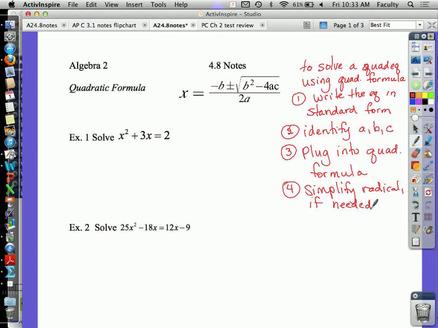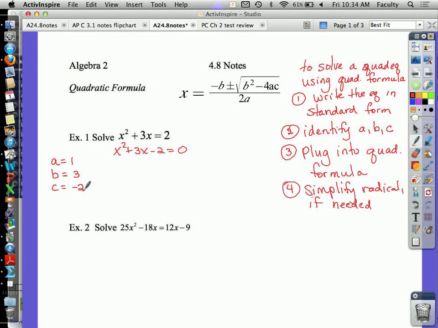So let's look at example 1. It says solve x squared plus 3x equals 2. Step 1, write the equation in standard form. So I'm going to subtract the 2 from both sides of the equation. Step 2, identify A, B, and C. Well, there's no number in front of the x squared. It's assumed to be a 1.